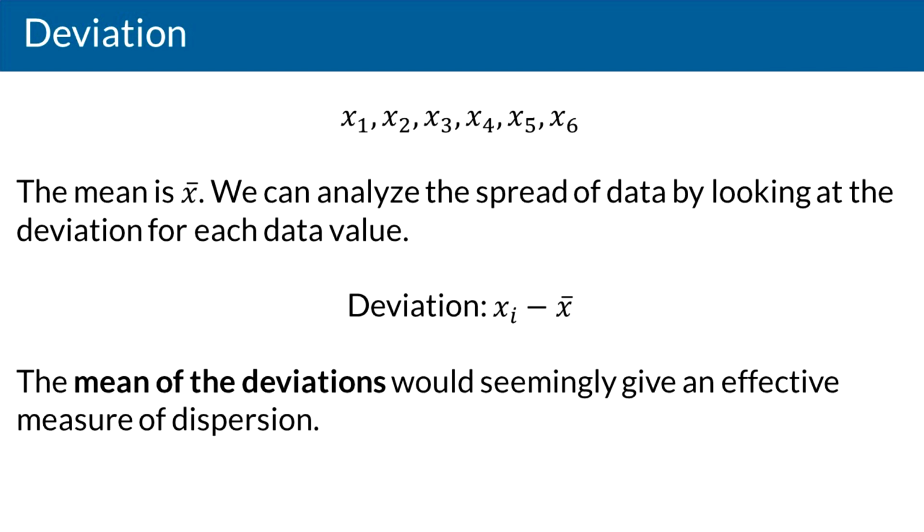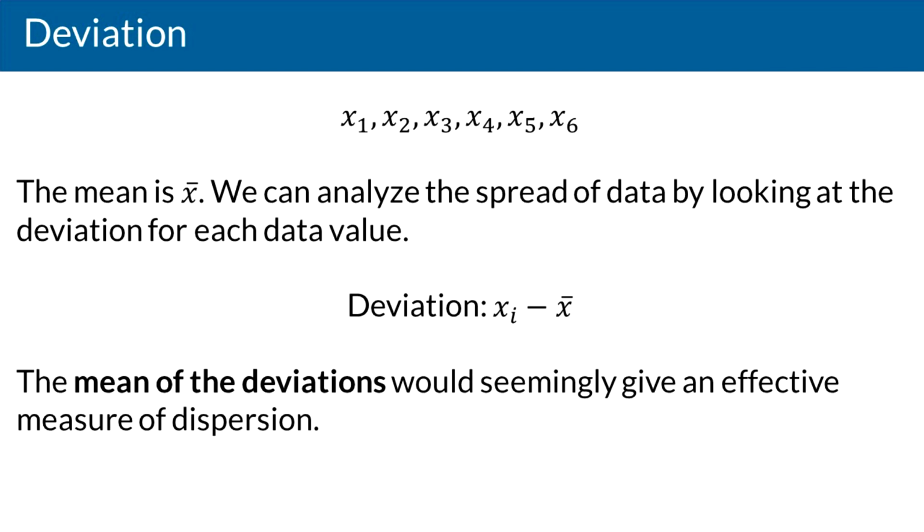Being able to calculate individual deviations is good, but it stands to reason that if we were to have a mean of those deviations, or an average of the deviations, that would be a really effective measure of dispersion. It would tell us on average how far the data is spread out away from the mean.